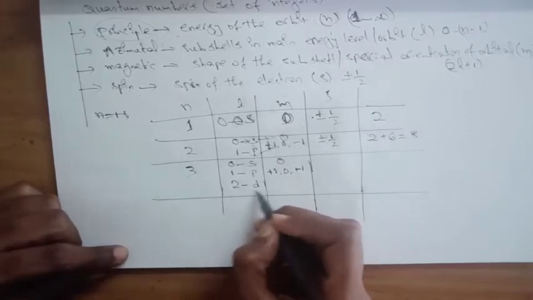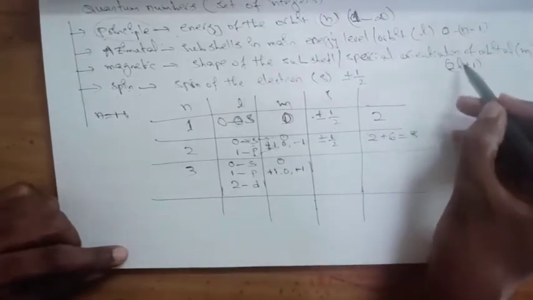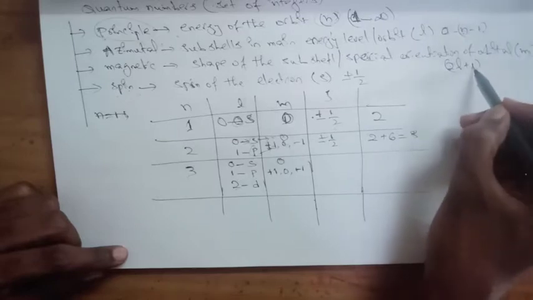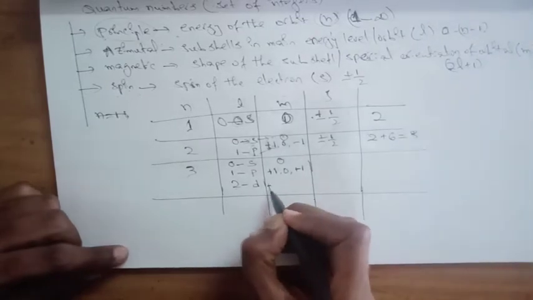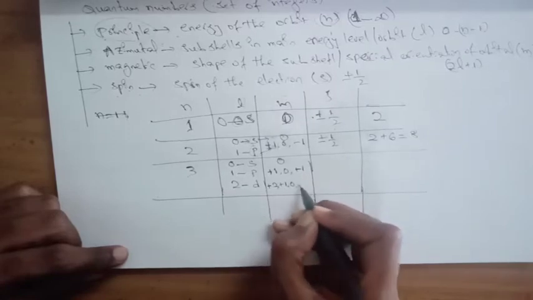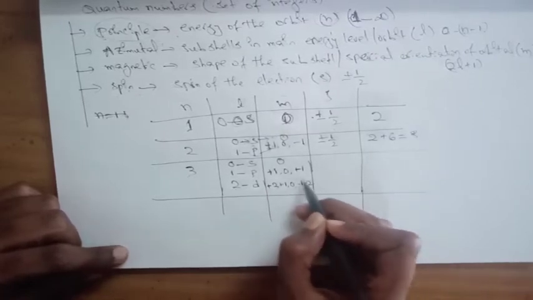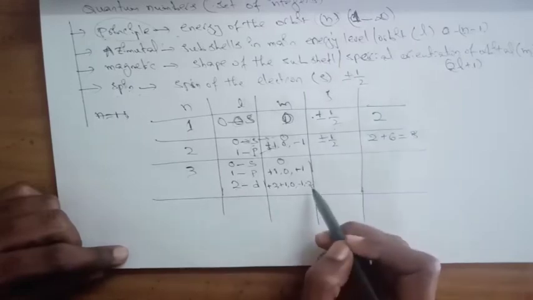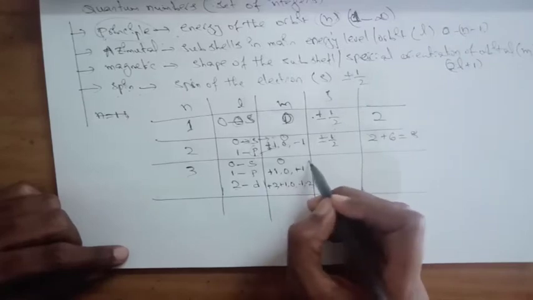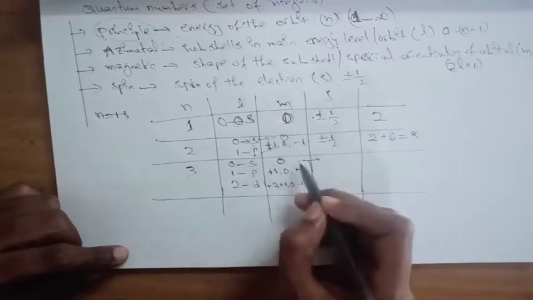In the d orbital there are 5 possible states. Why? Because if we substitute the value of l as 2, 2 into 2 is 4, plus 1, it becomes 5. That means plus 2, plus 1, 0, minus 1, and minus 2. These 5 orbitals are present when the azimuthal quantum number becomes 2, and the electrons occupied in the first s orbital is 2.